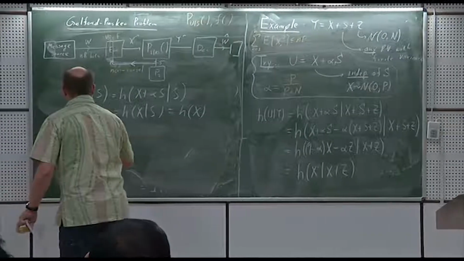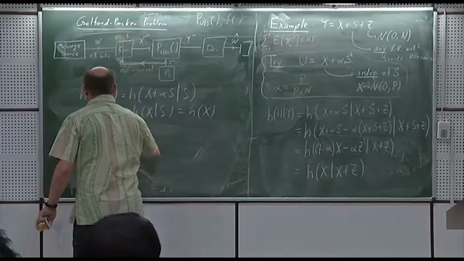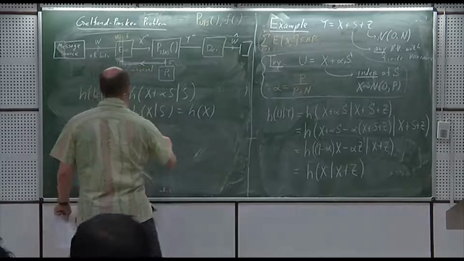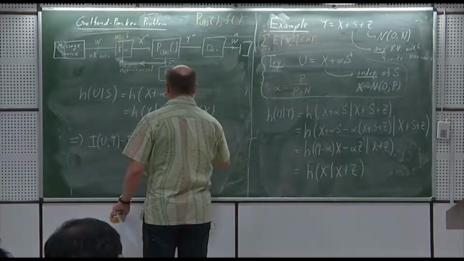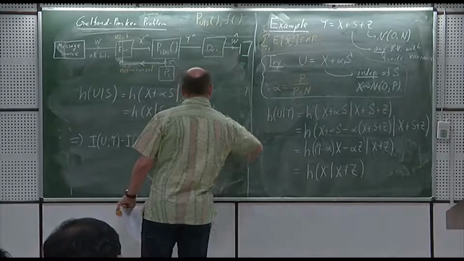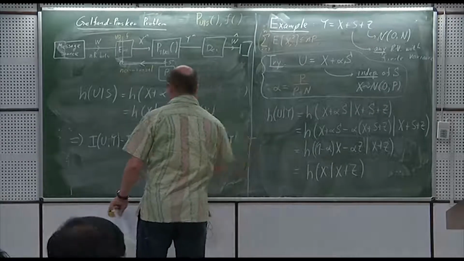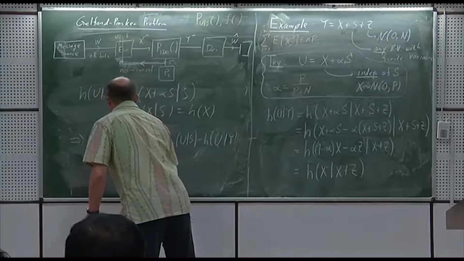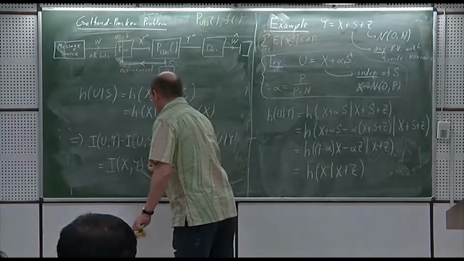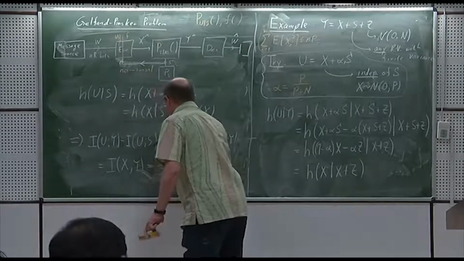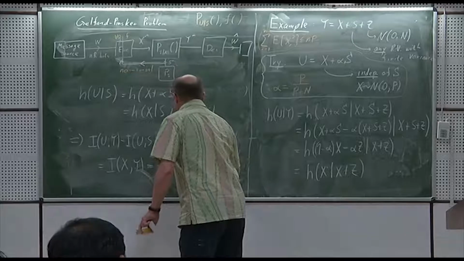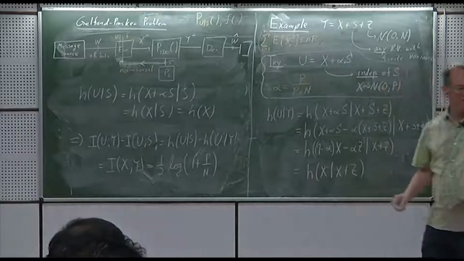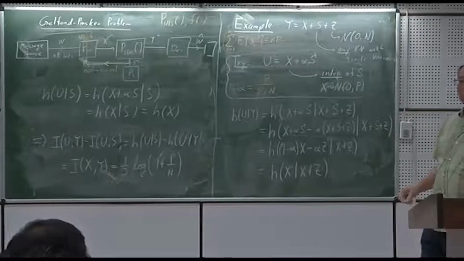that y minus s is just h of u given s minus h of u given y, which is just going to be I(X;Y). So no interference, and since everything is Gaussian, this is just 1/2 log of 1 plus P over N. Okay, that's the remarkable dirty paper coding result.